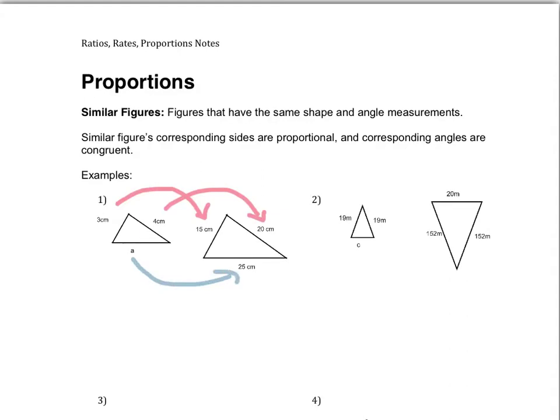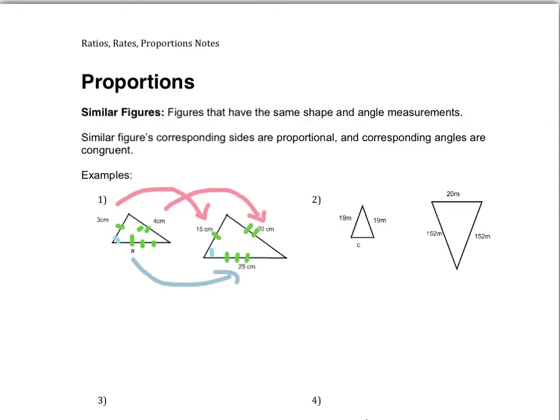When you hear the word corresponding sides, what that's referring to is the sides that are in the same position in the shape. So for example, we have a shorter side in each of our triangles, a medium length side in each of our triangles, and a longer side in each of our triangles. The angles would also be the same. So this angle down in the bottom left-hand corner is the same as the angle in the bottom left-hand corner of the next triangle, etc.